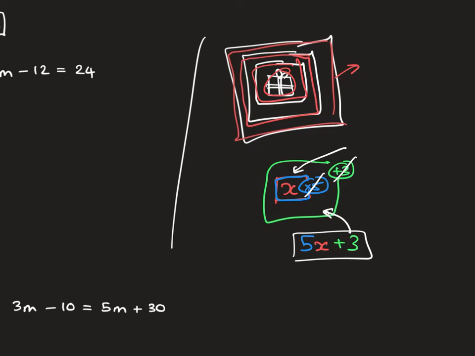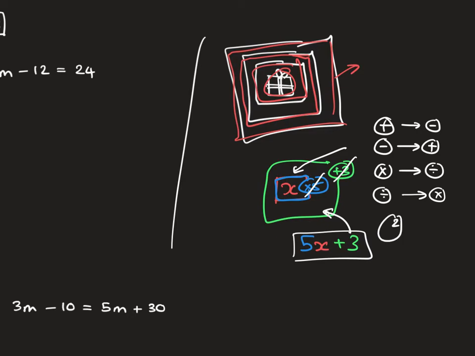So what is the opposite of adding? Well, it's subtracting. What's the opposite of subtracting? It's adding. What's the opposite of multiplying? Well, it's dividing. And the opposite of dividing is, of course, multiplying. For example, if something's squared, the opposite to that is square rooting. And the opposite of square rooting is to square something.